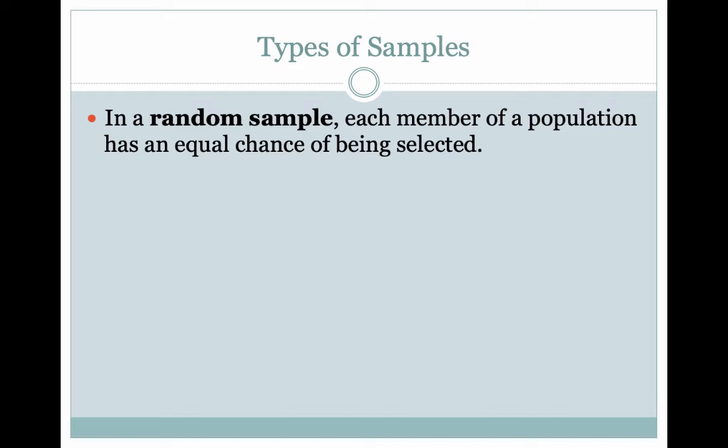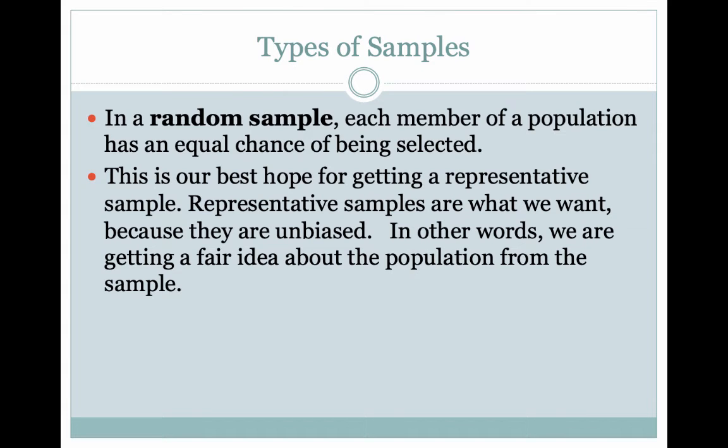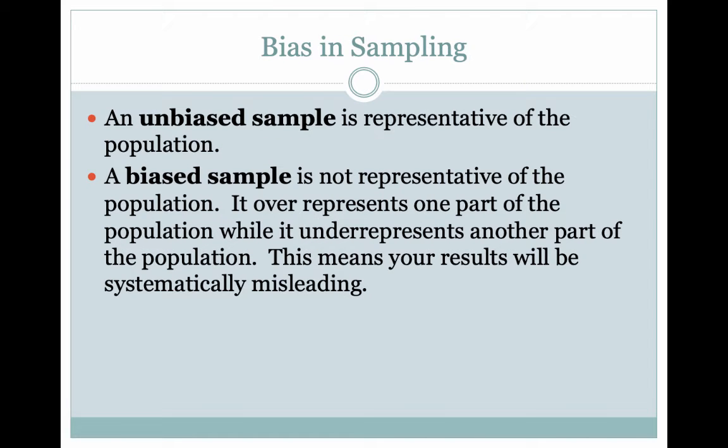Now, in a random sample, each member of a population has an equal chance of being selected. So this is our best hope for getting a representative sample. Representative samples are what we want because they are unbiased. In other words, we are getting a fair idea about the population from the sample. An unbiased sample is representative of the population.